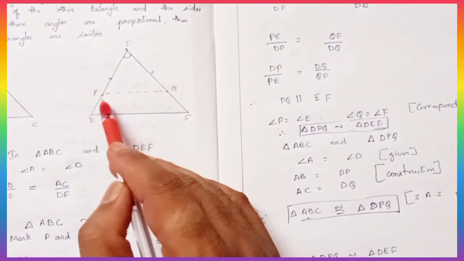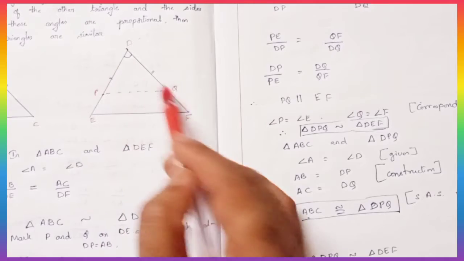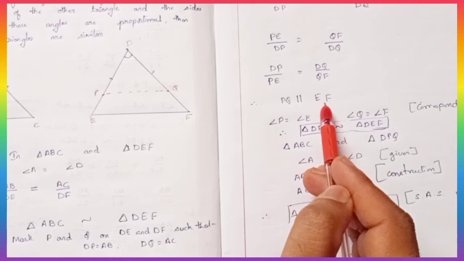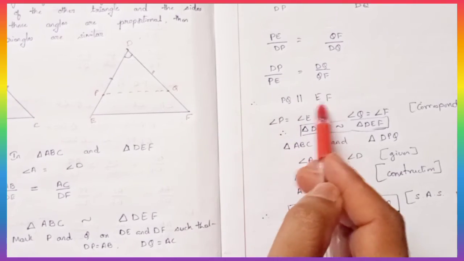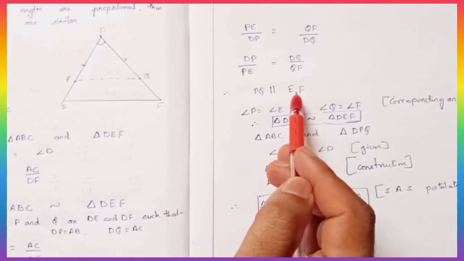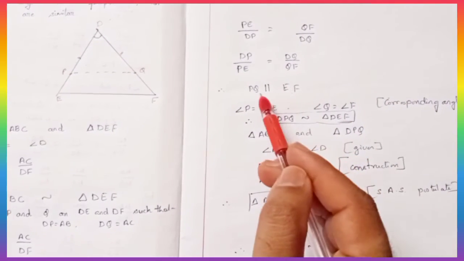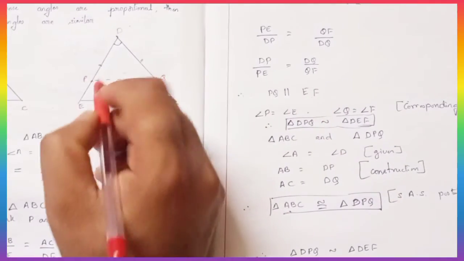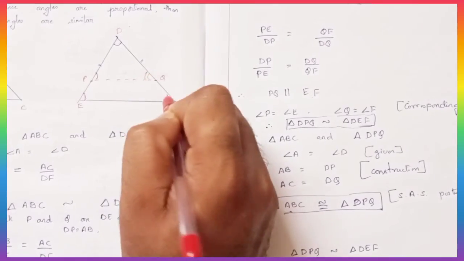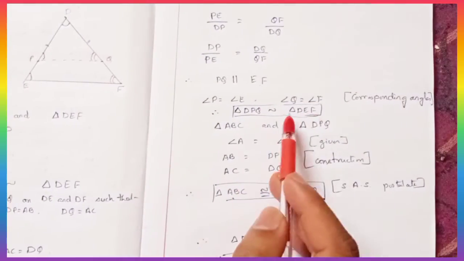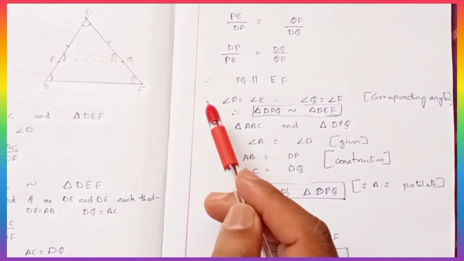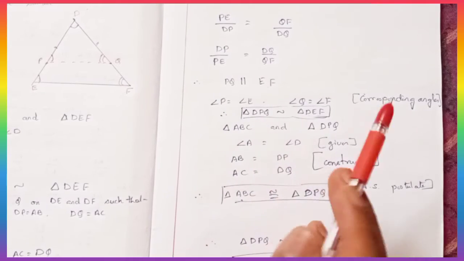It is nothing but this line PQ is dividing the two sides of the triangle in the same ratio. Therefore, this line is parallel to the remaining side by Thales' theorem or BPT theorem. Therefore, PQ is parallel to EF. If PQ is parallel to EF, then we know that corresponding angles are equal between the parallel lines. So angle P is equal to angle E and angle Q will be equal to angle F. Why they are equal? Because they are corresponding angles. So if the angles are equal and the sides' ratios are in proportion, then those two triangles are similar.